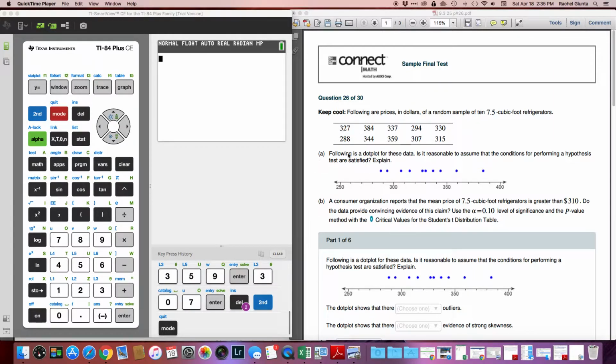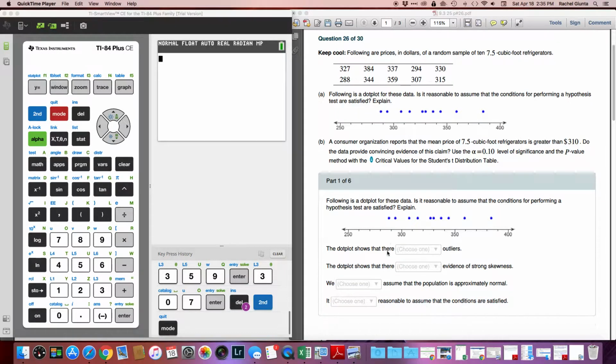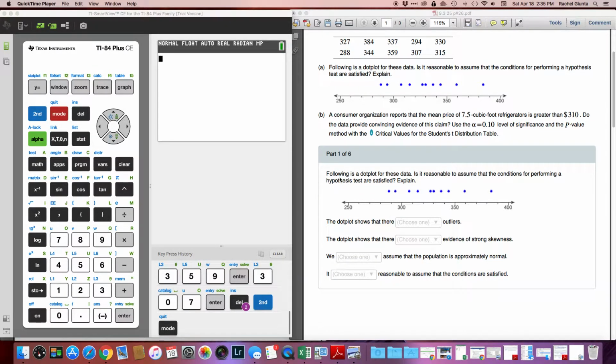This one, it's giving you data, so you know you're going to end up needing to enter that into L1, and then it gives you a dot plot. So then it asks you some questions about the dot plot. Is it reasonable to assume the conditions for performing a hypothesis test are satisfied? Explain. So first question asks if there are any outliers.